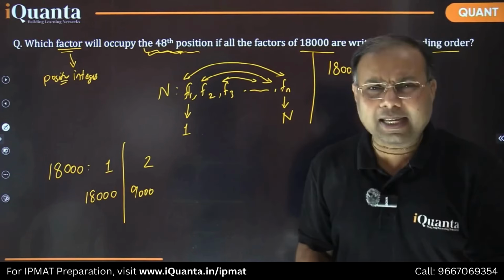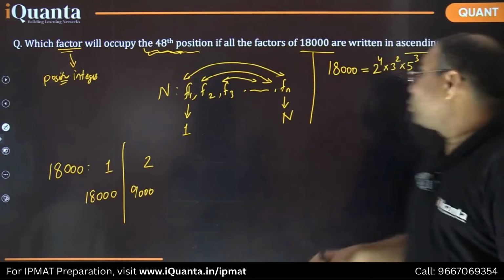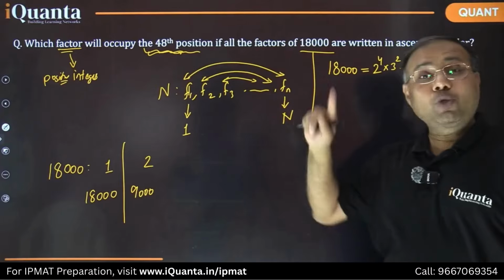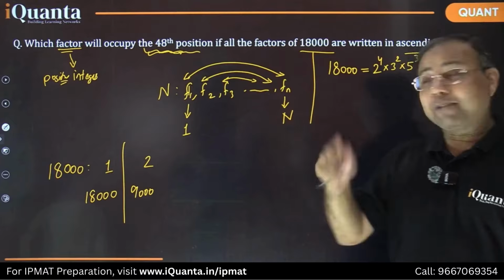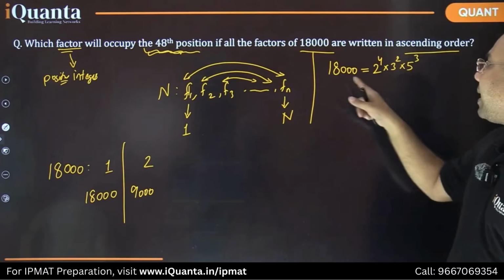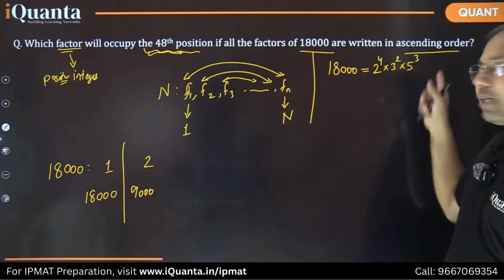I haven't written anything; I'm just thinking aloud, right? And that's what you are also supposed to do. So this is 1000, which is 2 cube, 5 cube, and 18 means 2 into 3 square, because 9 into 2 is 18, right? So one 2 is here and 3 square is here. The total is 4 powers of 2, and 3 square is here, so 2 powers of 3, and 5 cube is here. That makes it 5 power 3.